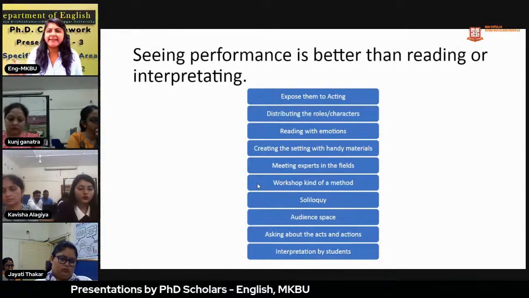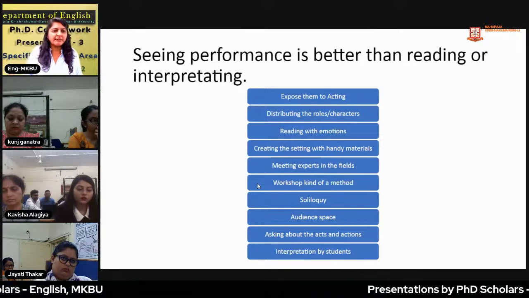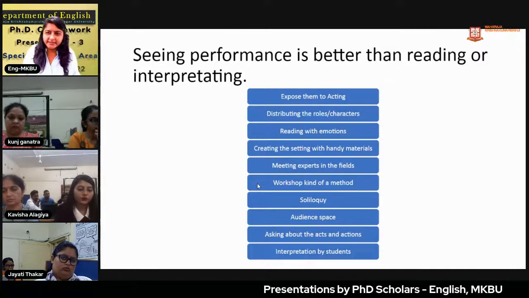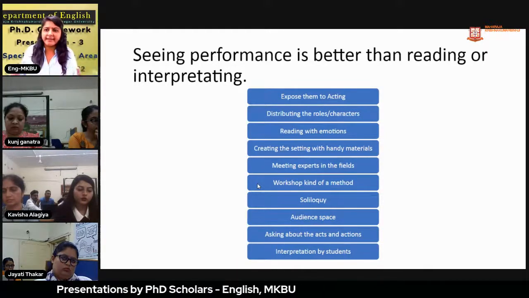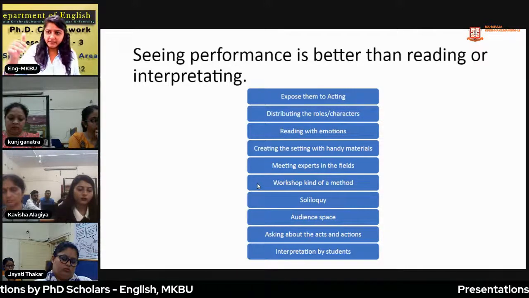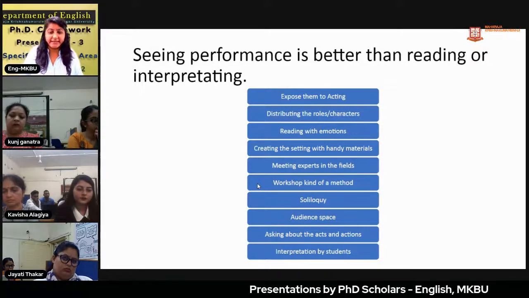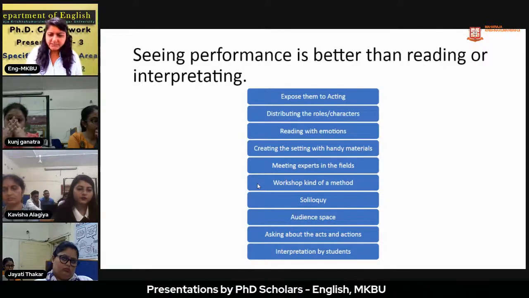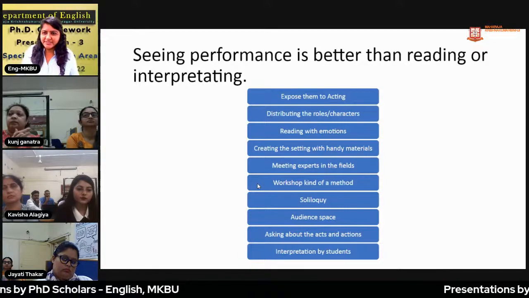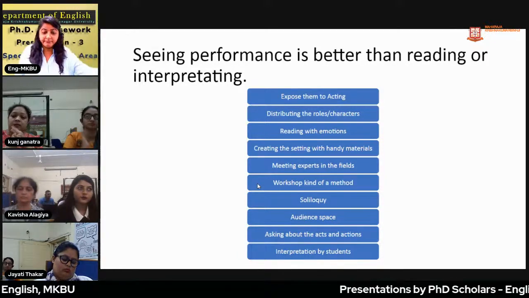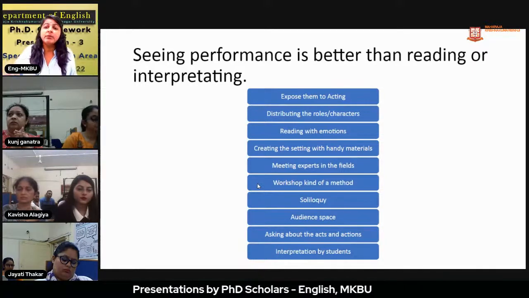Distributing the roles and characters is how you introduce them to acting, because they will not be able to catch up with all the things. First, you can distribute roles or characters. If you have 5 to 7 roles in the drama, you can distribute them among the students so they can read as per the role. Reading with emotions: first, they will surely read without emotions. But as a teacher, you can make them understand the emotions. Then they will understand on their own.